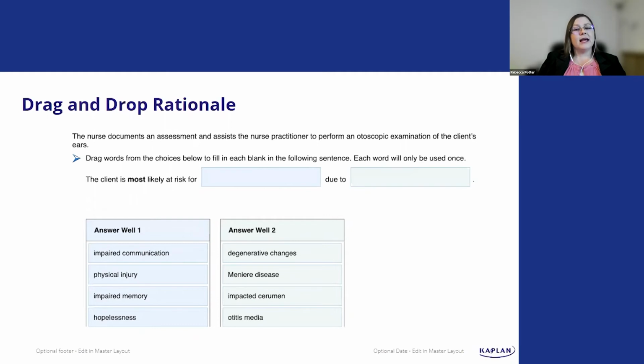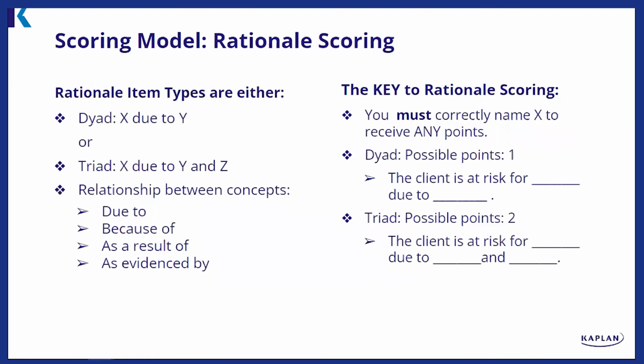You must choose an answer from the corresponding color-coded well in order to proceed to the next question. If an answer choice is dropped into a non-corresponding blank, it will be rejected and returned to the answer well. Drag and drop rationale items are scored with the rationale scoring model. The rationale scoring model is used whenever the question requires you to understand the relationship between paired information.